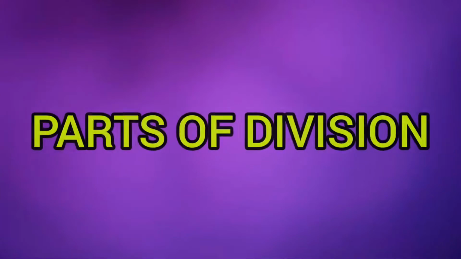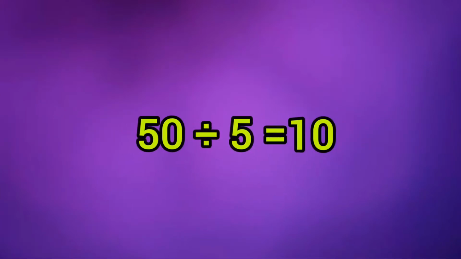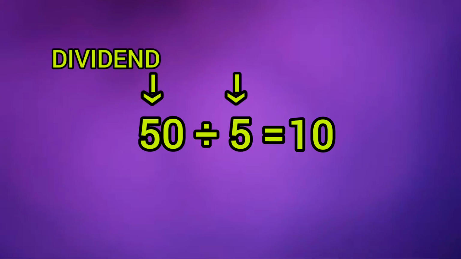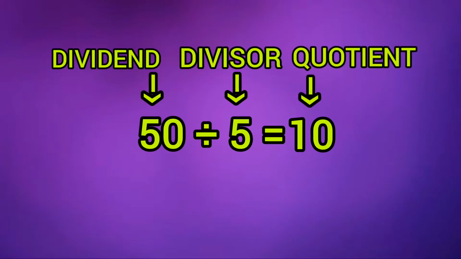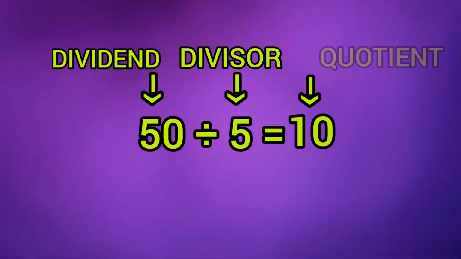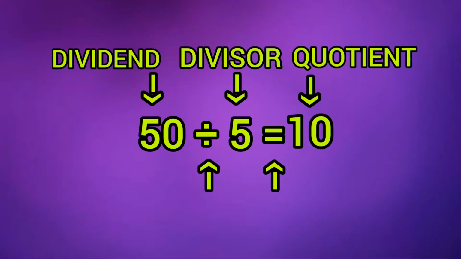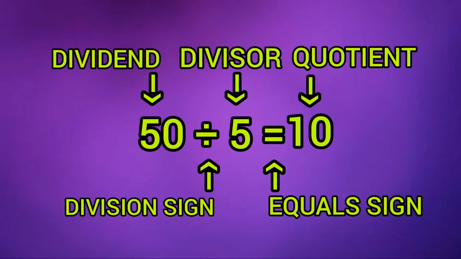Let's now study the parts of division. 50 divided by 5 is equal to 10. 50 is known as the dividend. 5 is known as the divisor. And finally, the answer you get is called the quotient, which means 10 is known as the quotient. The signs used here are the division sign and equals.